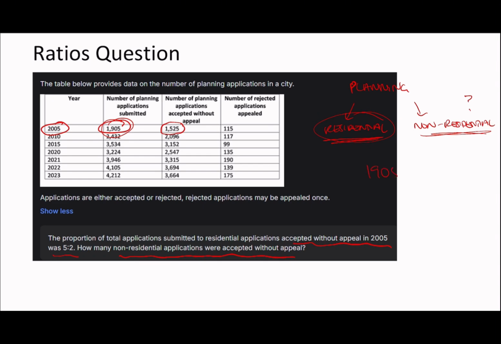So what we have to do now is 1905 to, let's call this number x, is 5:2. To figure out what x is, remember what I said: take your number, divide it by the same side, multiply by the opposite side. So it's just going to be 1905 divided by 5 times that by 2, so x is 762. So we know 762 residential applications were accepted without appeal.